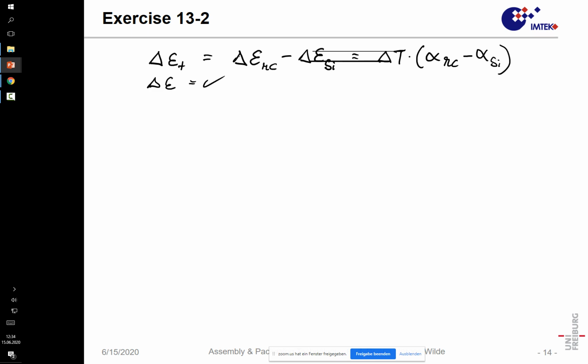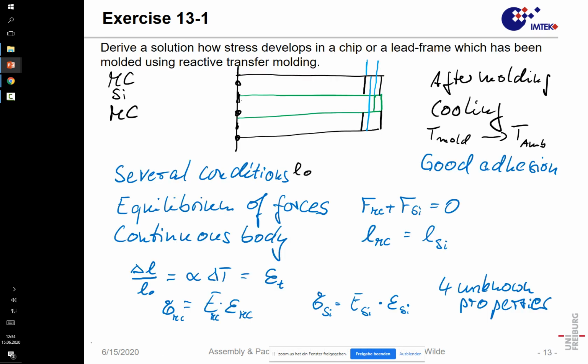But the next thing is we must know about the elastic strains. And we can say, when we go back, that is the elastic strain in the molding compound plus the elastic strain in the silicon.